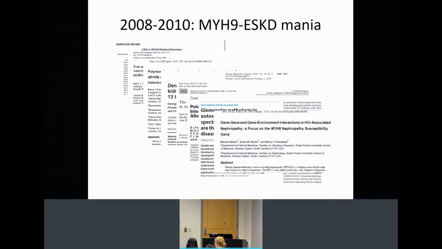For example, a focus on the MYH9 susceptibility gene. This is related to HIV-associated nephropathy. People with HIV are much more likely to develop end-stage kidney disease, and people with HIV and this MYH9 type are like 100% probability, or many tens of percent probability, to develop end-stage kidney disease.